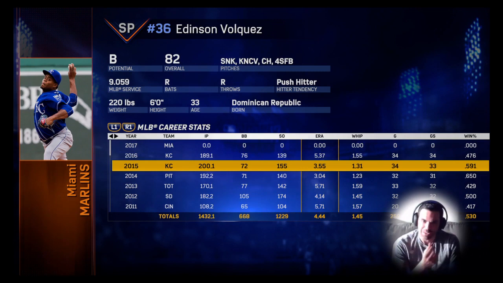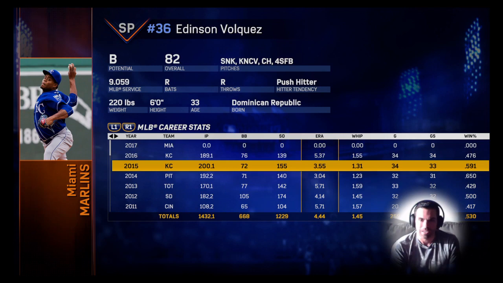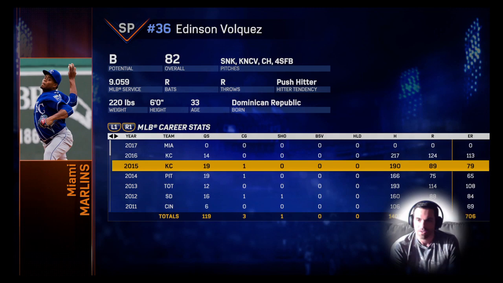He almost pitched the same amount of innings, with almost the same base on balls. He had a few more strikeouts, but again, he pitched a few more innings. But look at this. The ERA was so much different, right? The WHIP was lower. He started almost the same amount of games. So let's continue on and try to see. I have not scripted any of this. We're literally just going to go through and see. Maybe there is a difference. Maybe there is not.